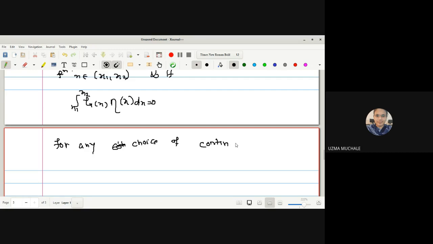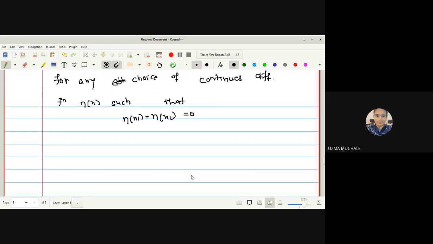continuous differentiable function eta of x, such that, what is the condition, eta of x1 is equal to eta of x2 is equal to 0. Then g of x is equal to 0 identically in the interval, then the function g of x will be equal to 0 identically in the interval x1 to x2. Okay, that means g of x is completely equal to 0 in the interval x1 to x2.